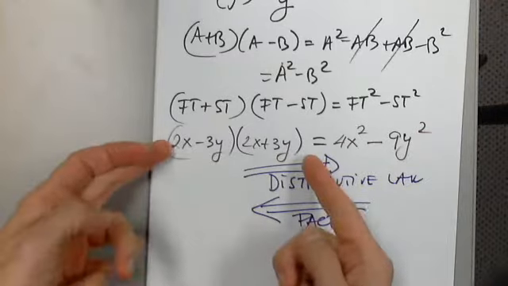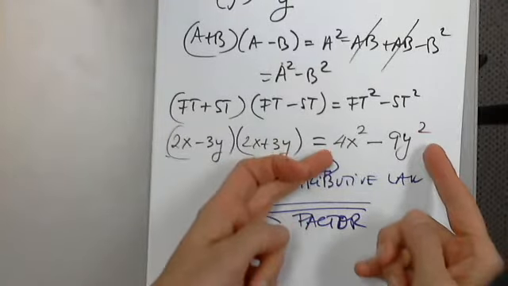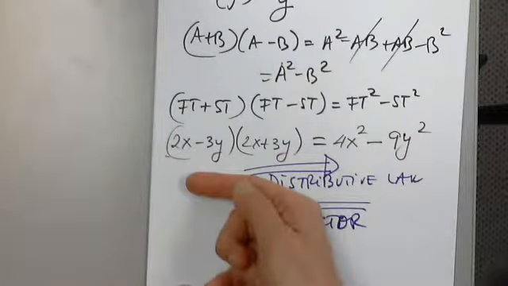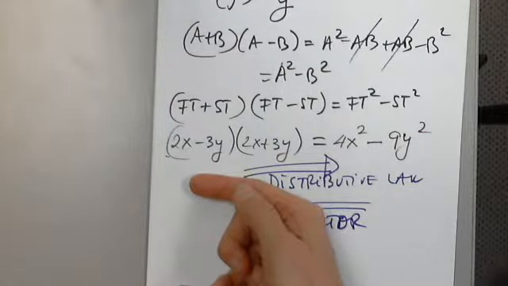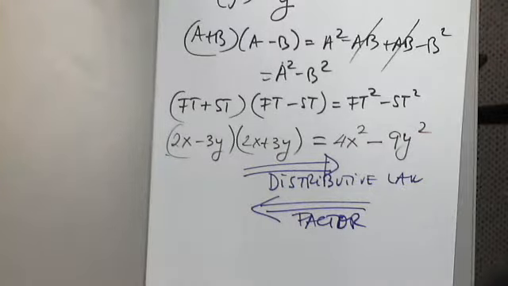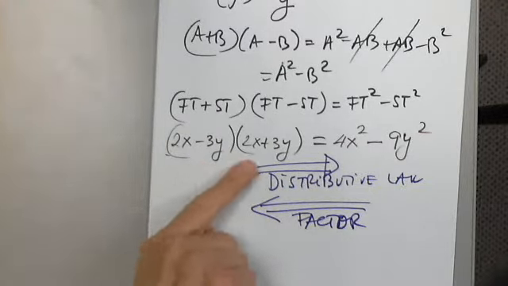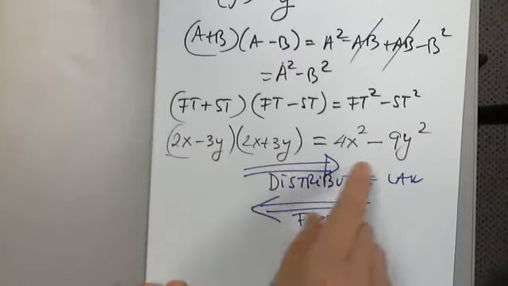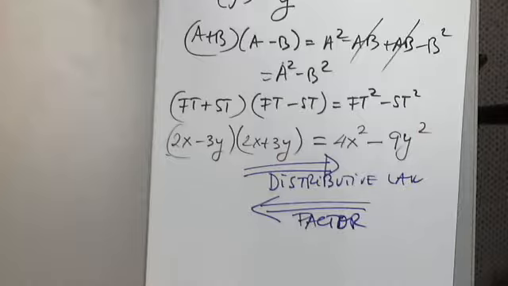But if I know that this changes into that and not FOIL it, if I continue FOILing it, then I will have tremendous difficulty going back to factor this. That's why I'm insisting now. Hopefully I convinced you to be able to use it or to understand the special product and use it going this way. So we will not have difficulties when we go this way.